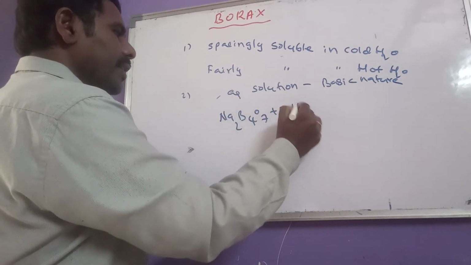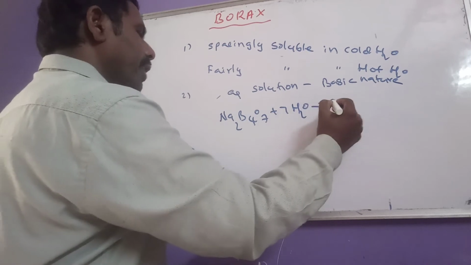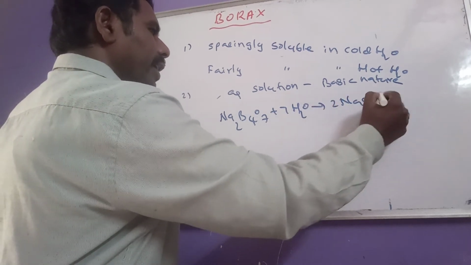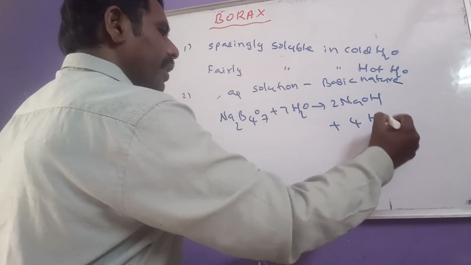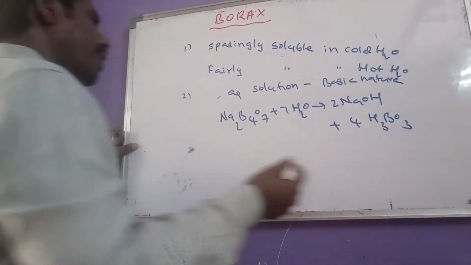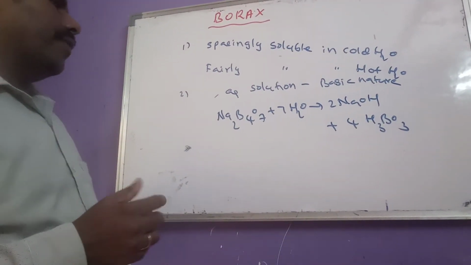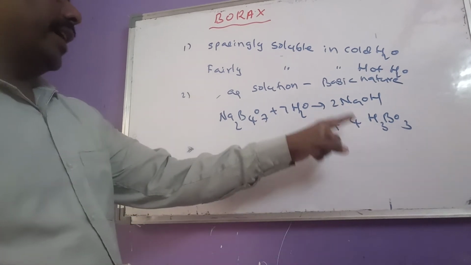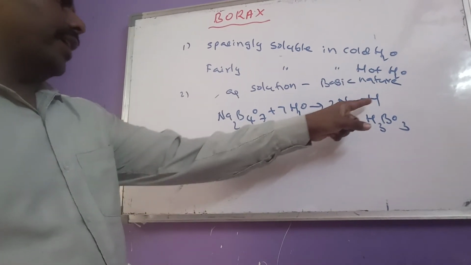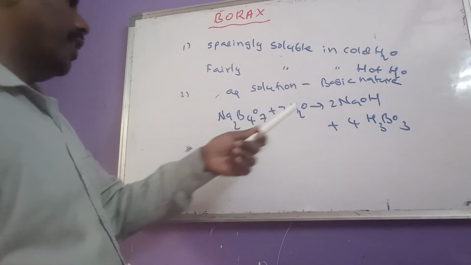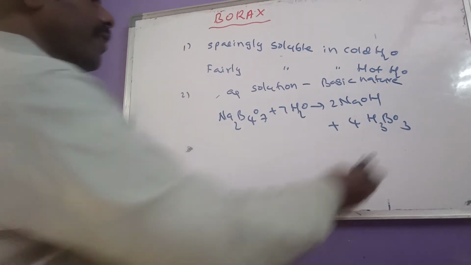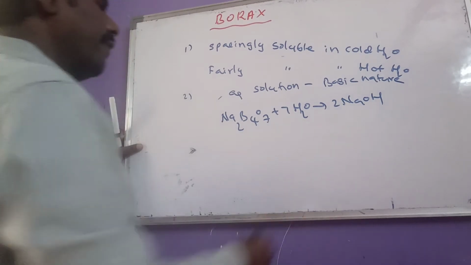Na2B4O7 + 7H2O gives 2NaOH + 4H3BO3. So here we get a base, that means NaOH. Due to the formation of NaOH, it has which nature?